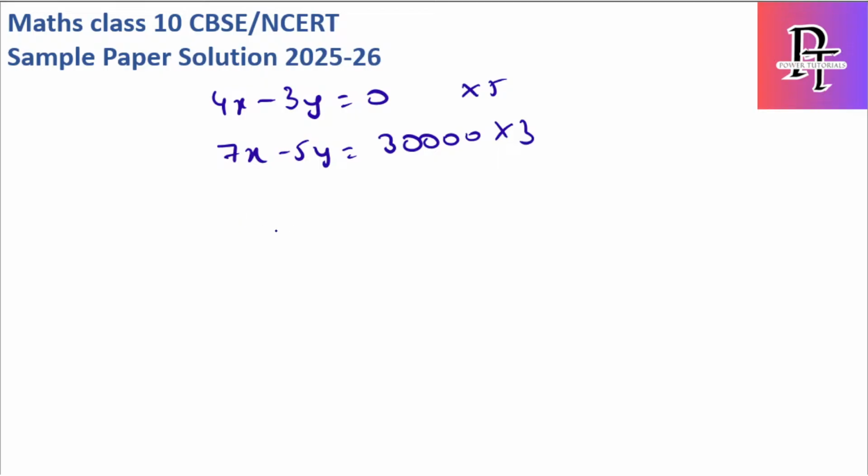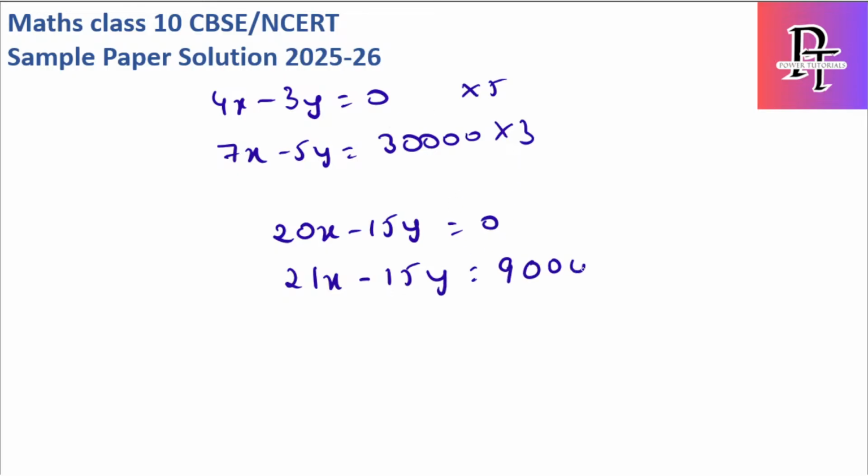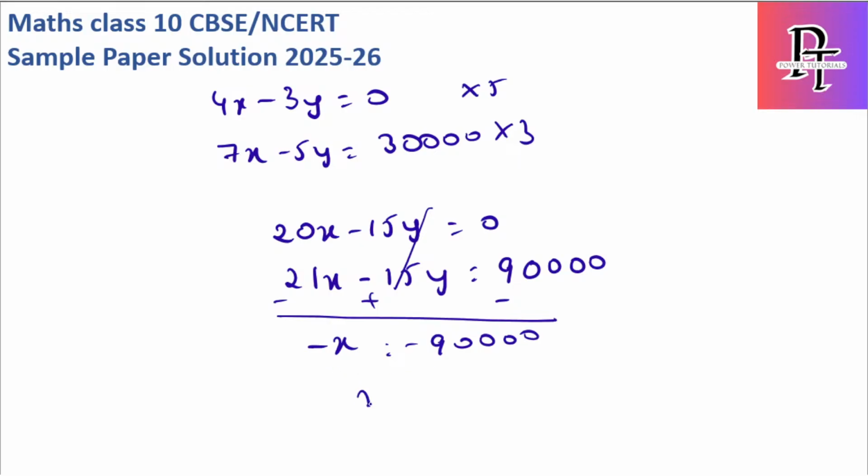Now this equation becomes 20x minus 15y is equal to 0, and 7 threes are 21x minus 15y becomes 3 nines, 9 and 4 zeros, it is 90,000. Now let's subtract 1 minus 2. While doing subtraction, just change the signs, multiply minus into it. So this becomes minus x, these two get cancelled out, is equal to minus 90,000. So the x value, the income, is 90,000.